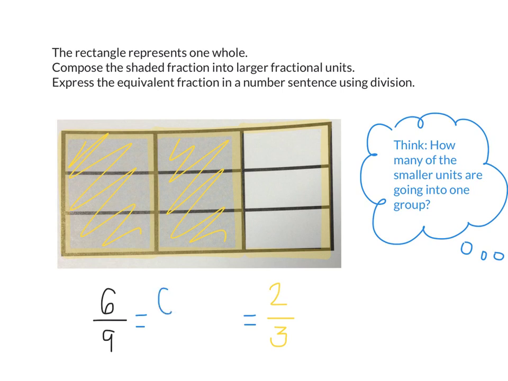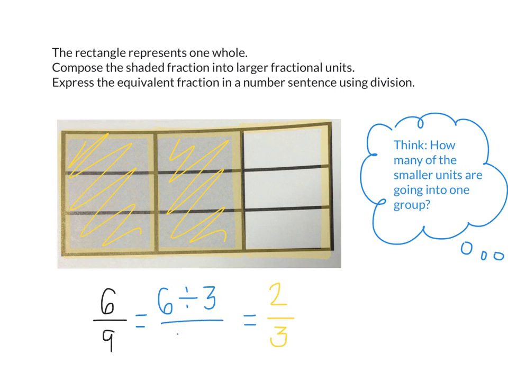We used to have 6 shaded in smaller size units, but I put them into groups. How many smaller size units did I put into a group? Zara? 3. So in the top, I do 6, and I divided them into 2 groups. There were 3 in each group. By the way, is this sharing division or grouping division? Everyone? Grouping. I keep saying how many smaller units are in one group. It's grouping division. We know that there are 3 in one group. That's why we're dividing by 3.